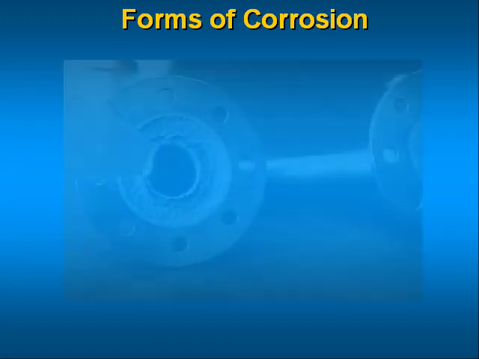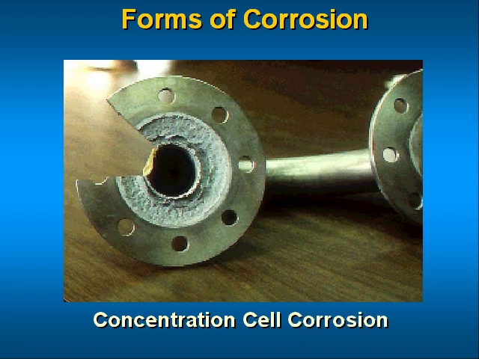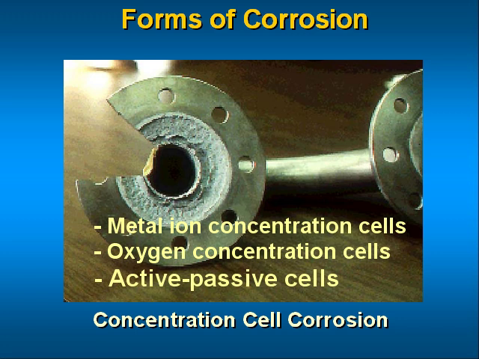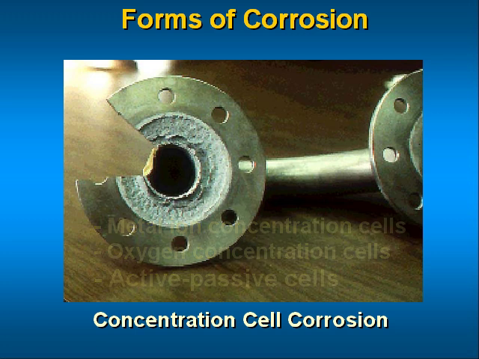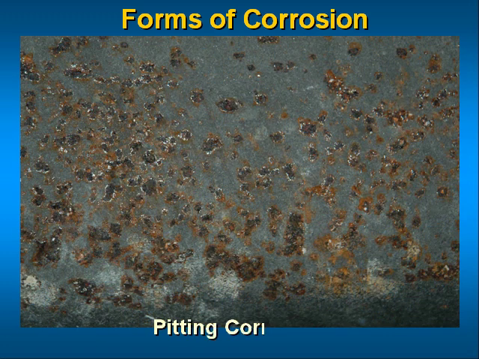Concentration cell corrosion occurs when two or more areas of a metal surface are in contact with different concentrations of the same solution. There are three general types of concentration cell corrosion: metal ion concentration cell, oxygen concentration cell, and active passive cells. Pitting corrosion.